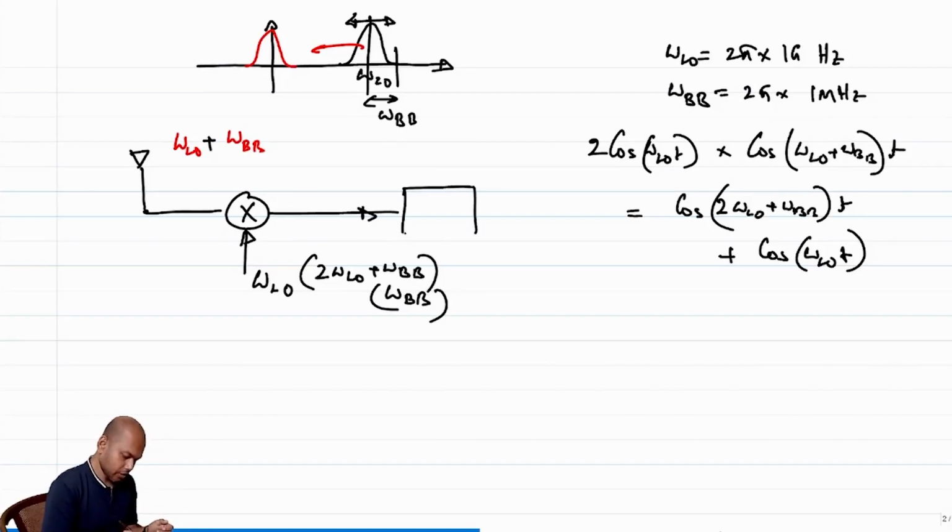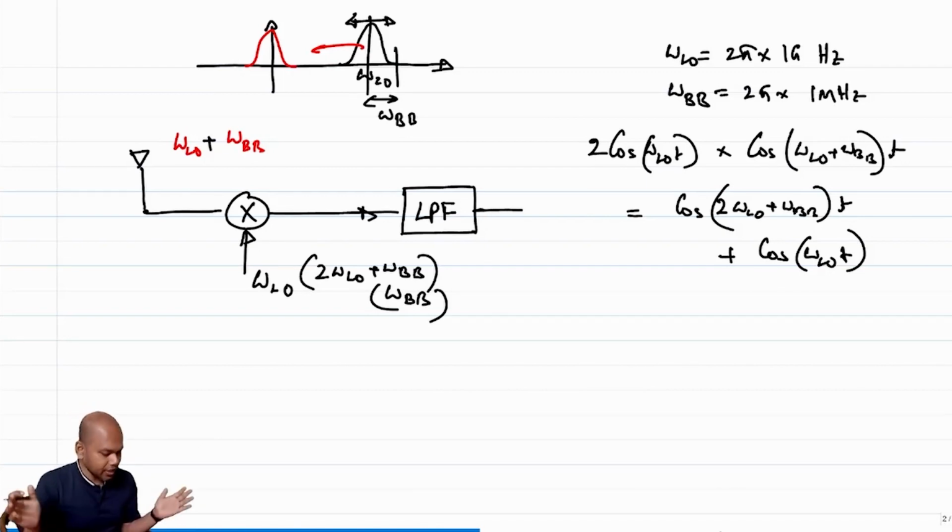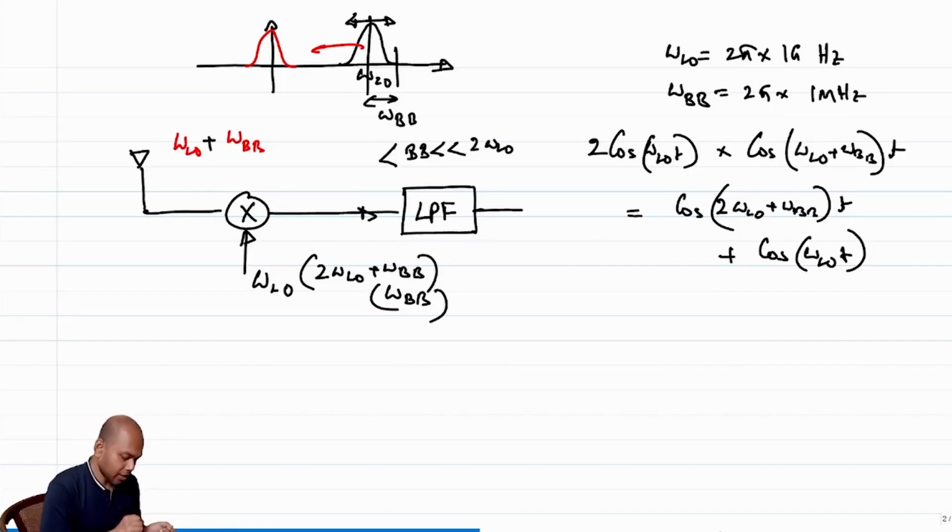So let's use a low pass filter, fine. And for the low pass filter, what should be the cutoff frequency? It should be sufficiently small so that it rejects the component at 2 omega LO, right? So the bandwidth has to be much smaller than 2 omega LO. The 2 omega BB doesn't really make a difference, but it has to be greater than omega BB, right? Okay, fine. So it's a baseband bandwidth.